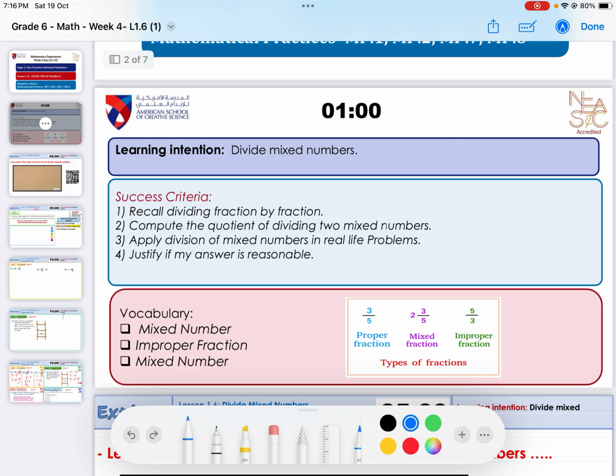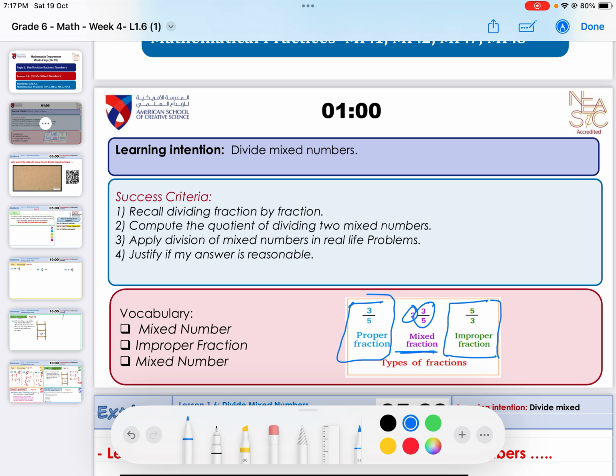Now moving on to our next topic, which is dividing mixed numbers. First, let's recall the three types of fractions. When the numerator is smaller than the denominator, we call it a proper fraction. When the numerator is larger than the denominator, we call it an improper fraction. And when we have a whole and a proper fraction together, it's called a mixed fraction or a mixed number.